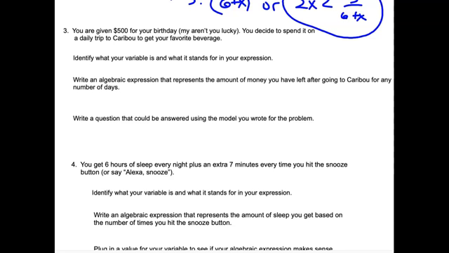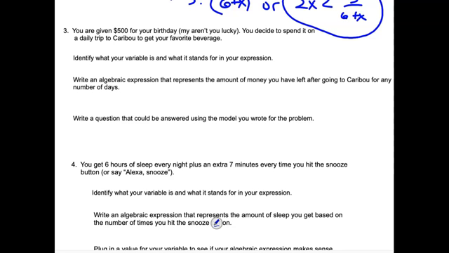Identify what your variable is and what it stands for in your expression. Well, a variable is the thing that varies. It's the thing that's actually going to decide where your problem goes from here. So I've got $500 and it's going to change because I'm going to buy stuff. What determines how it changes? I guess it's my trips to Caribou that make it go down, right? If I go buy a beverage, my $500 is going to start going down. And if I keep getting the same beverage, as long as they don't change the price, it's going to go down by the same amount, right?